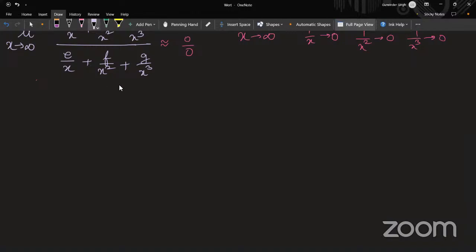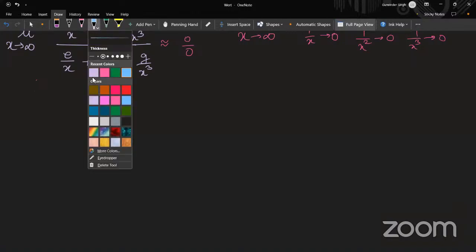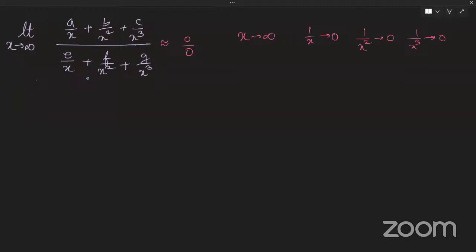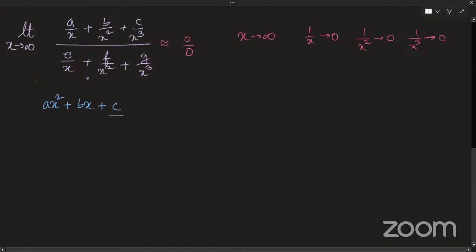Correct. So let us just do that thing. I will multiply the numerator and denominator both by x cube. So I can write this thing as (ax square plus bx plus c) whole divided by (ex square plus fx plus g), right?